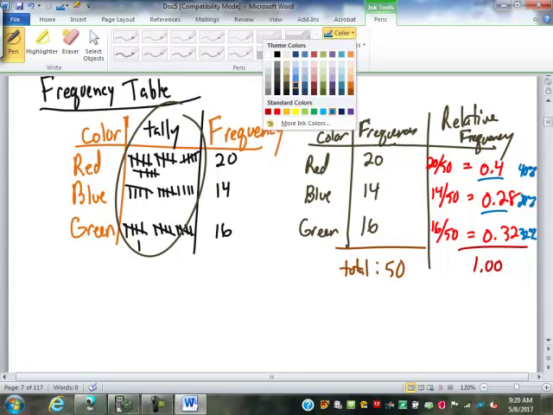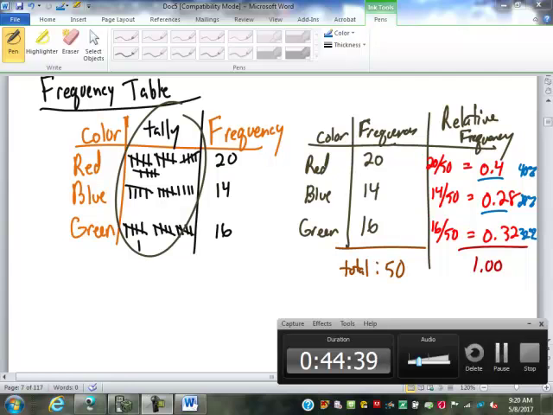So then the next step is to graph these, to construct a graph from this table. Now we're up on break time here, so let's take our break.